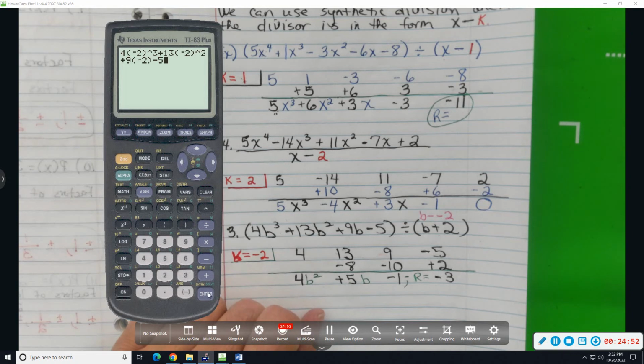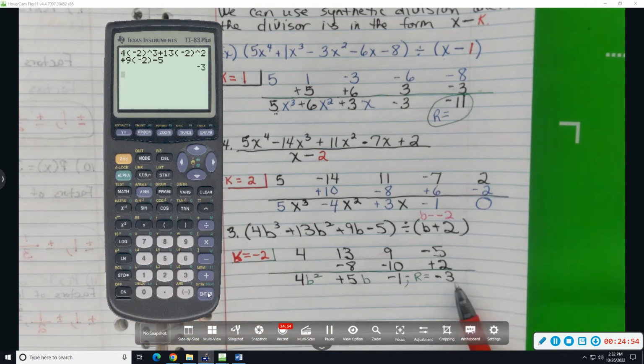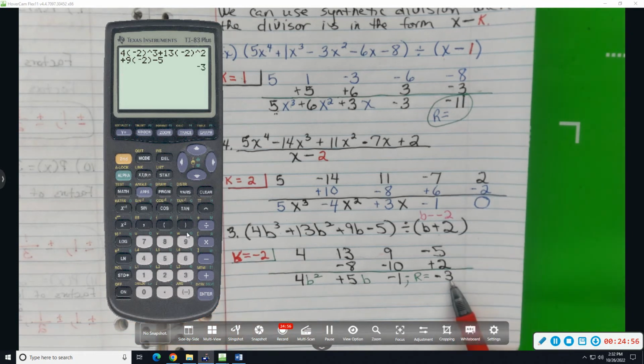What do y'all think that's going to give us? The remainder theorem says we should get what the remainder is. What was the remainder? Negative 3. And look at that. We got a negative 3.